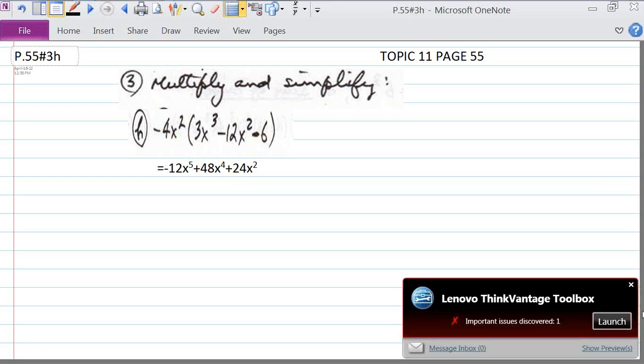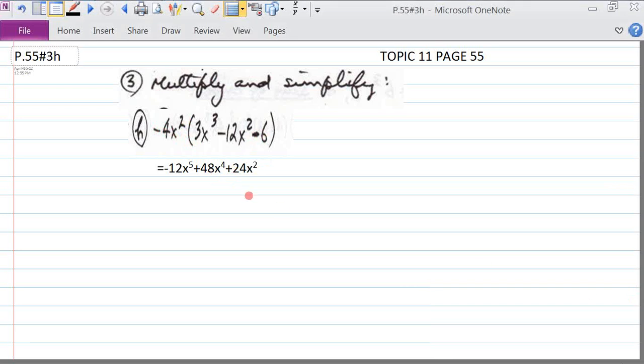So let's do the first term. Minus 4x squared times 3x cubed. So there's a positive here, a negative and a positive give us minus. 4 times 3 gives us 12. And we add the exponents 2 and 3 and we get 5.